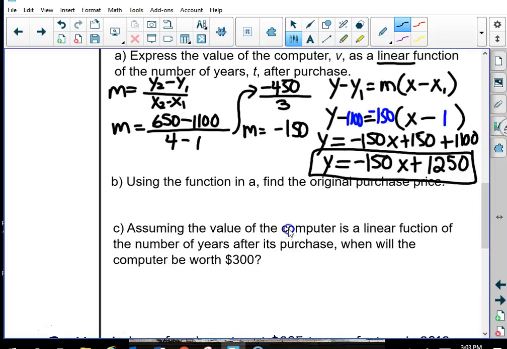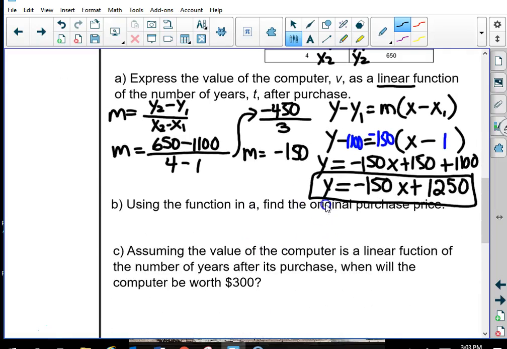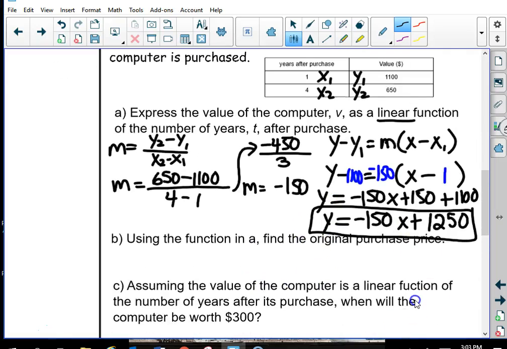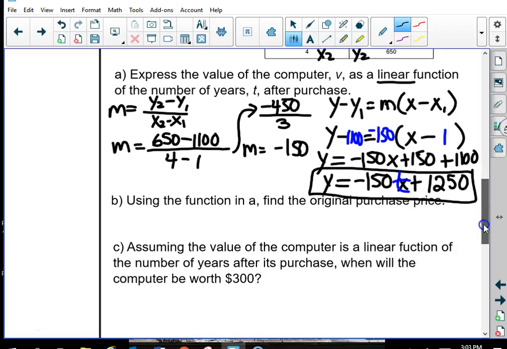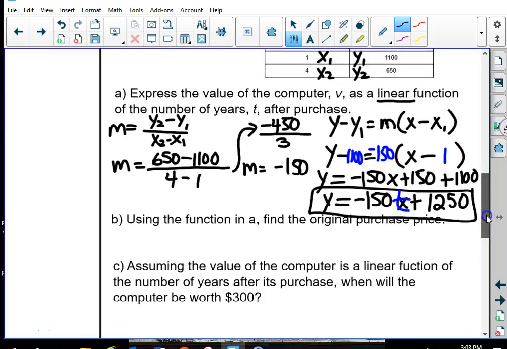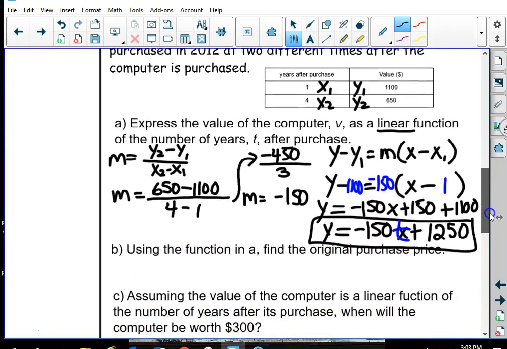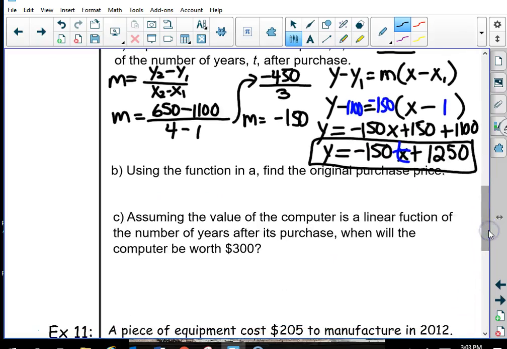Okay, using the function, find the original purchase price. So let's go back and change that to t. Because they asked for it in t, you're going to have to enter t. What is the original purchase price? Years after purchase. So we are looking for the original purchase price, which would be at year 0. So y of 0 is equal to negative 150 times 0 plus 1250. So the original purchase price was $1,250.